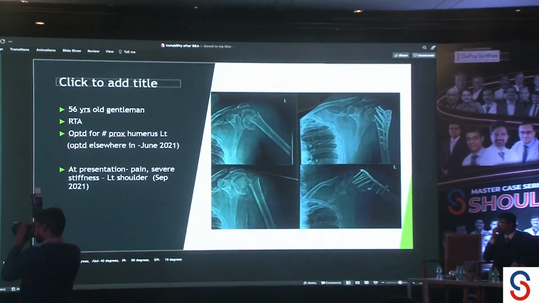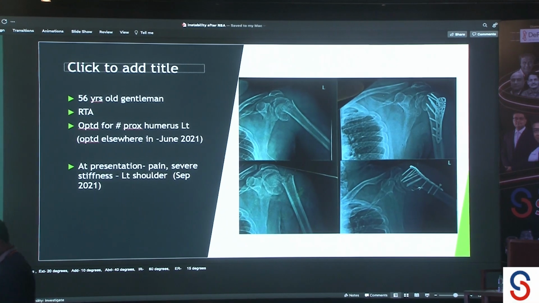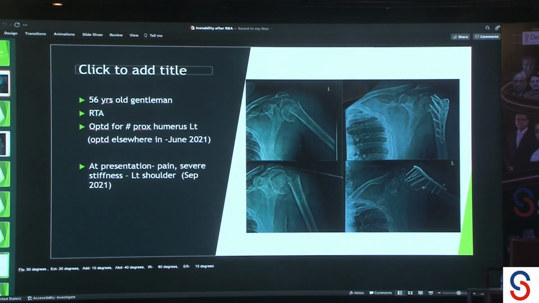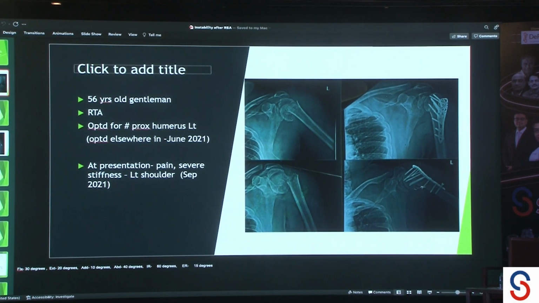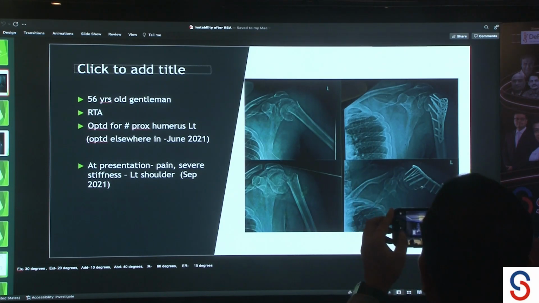So my case is a 56-year-old gentleman. He was an ex-serviceman. He met with a road traffic accident last year in the month of June, and he sustained this proximal humerus fracture, which was comminuted, and for which he underwent an osteosynthesis at another center.